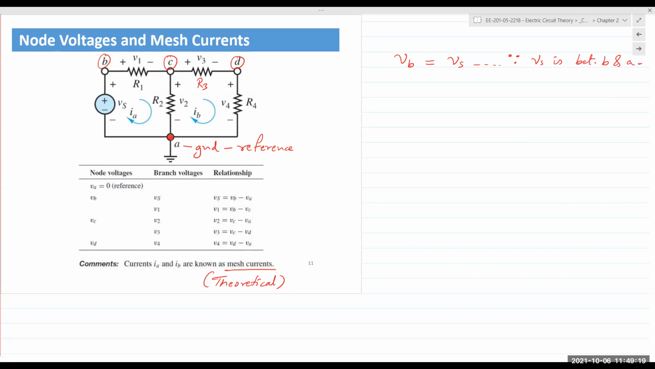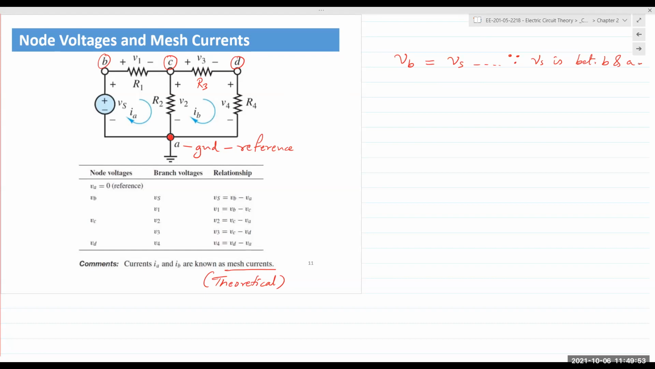Then we have VC and VD. If you want to describe the resistor voltages, V1, V2, V3, and V4 in terms of the node voltages, here's what we need to do. We take a look at the resistor. The resistor has two terminals, right? The two terminals can be the two node voltages. So a resistor is connected between two nodes. You can describe the resistor voltage, because it's measured between the two nodes, as the difference between the two nodes.